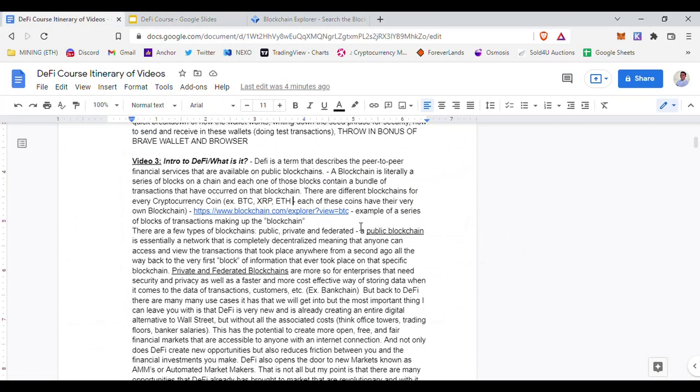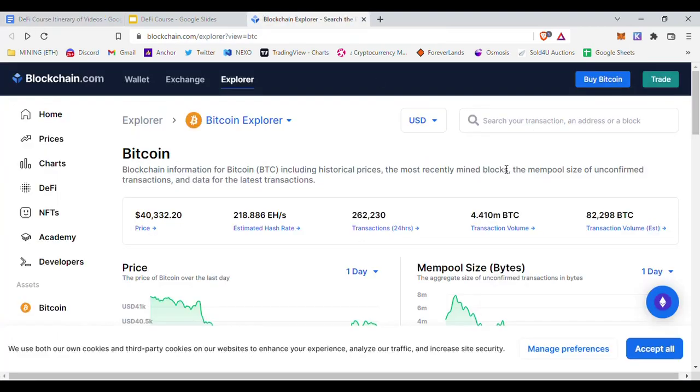There are a few types of blockchains: there's public, there's private, and there's federated. A public blockchain is essentially a network that is completely decentralized, meaning that anyone can access and view the transactions that took place anywhere from a second ago all the way back to the very first block of information that ever took place on that specific blockchain. And before I get into what I want to say, I'm going to show you an example of that.